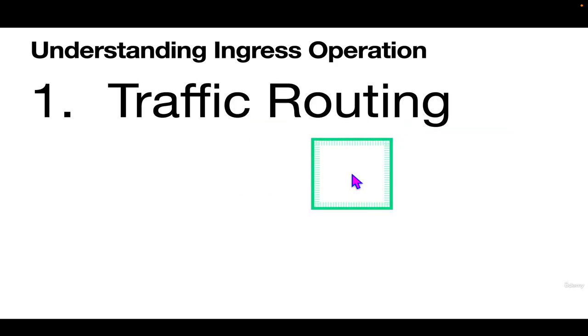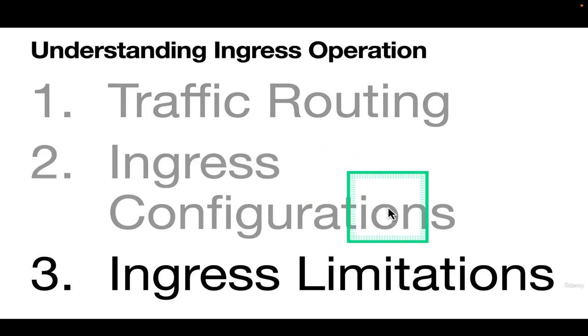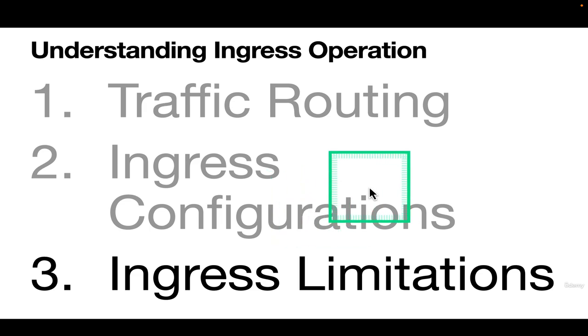Understanding Ingress operations. Ingress exposes HTTP or HTTPS routes from outside the cluster to services within it. Traffic routing is controlled by rules defined on the Ingress resource. Configurations may include providing externally reachable URLs, load balancing traffic, SSL/TLS termination, and name-based virtual hosting. Ingress does not expose arbitrary ports or protocols. Services other than HTTP and HTTPS exposed to the internet typically use a service of type NodePort or LoadBalancer.